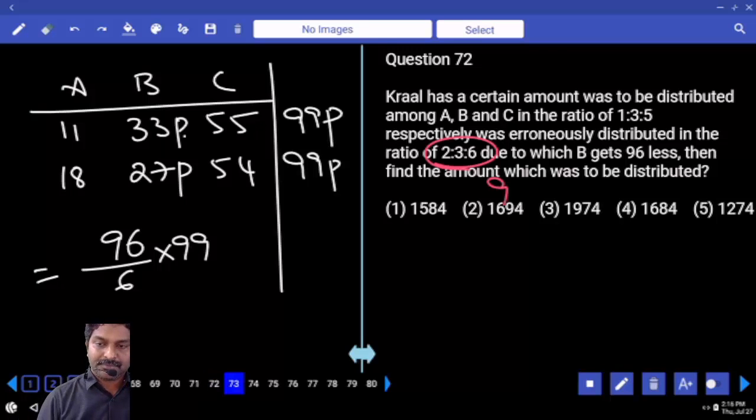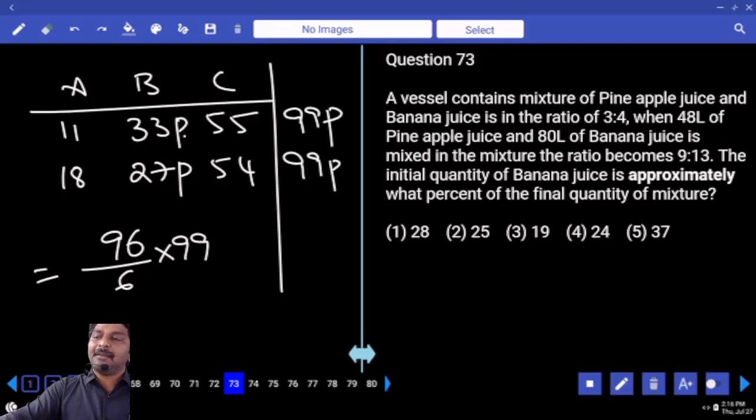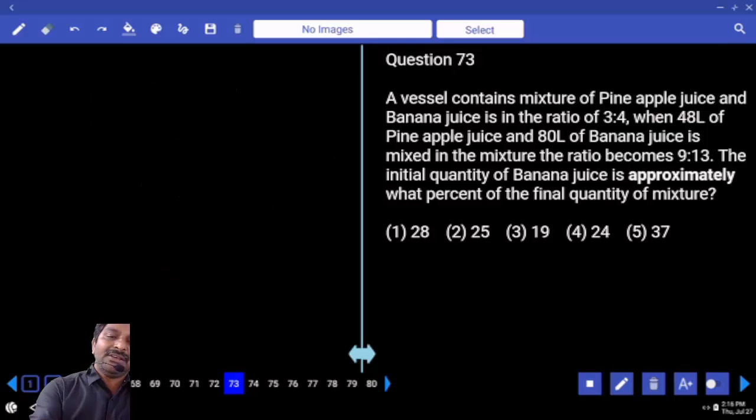Followed? Next. A vessel contains a mixture of pineapple juice and banana juice in the ratio 3:4. When 48 liters of pineapple juice and 80 liters of banana juice are mixed in, the ratio becomes 9:13. The initial quantity of banana juice is approximately what percent of the final quantity of mixture, right? See, using actual values, you need to find out how many liters of pineapple or banana juice you have in the initial case, and then you also need to calculate the final case. That is one way. I don't want to teach you now, because you know it. I hope you know it.